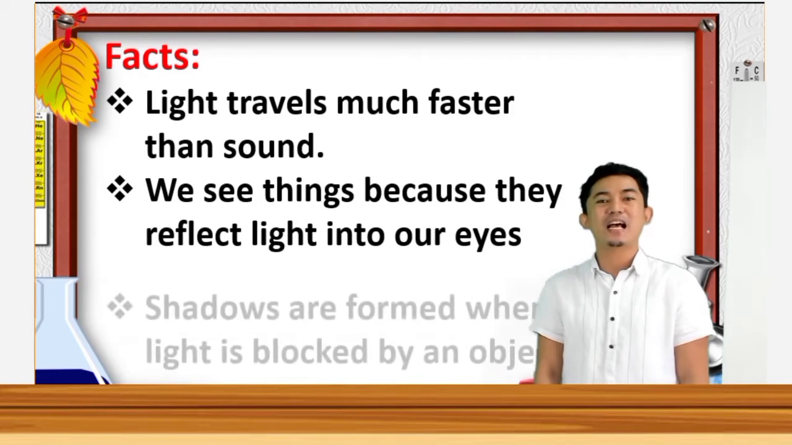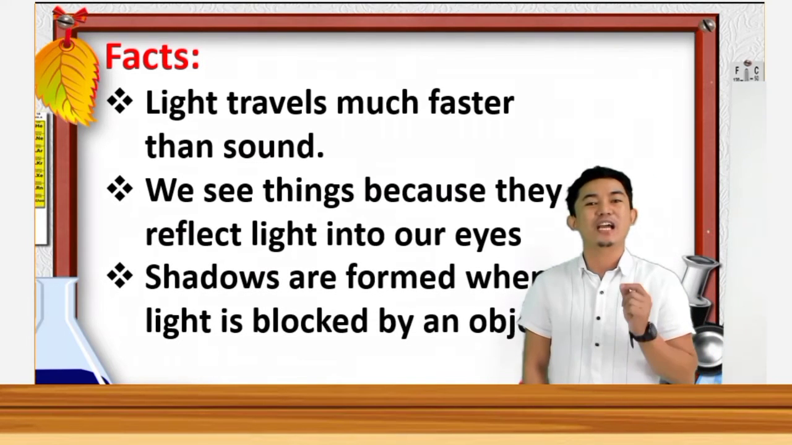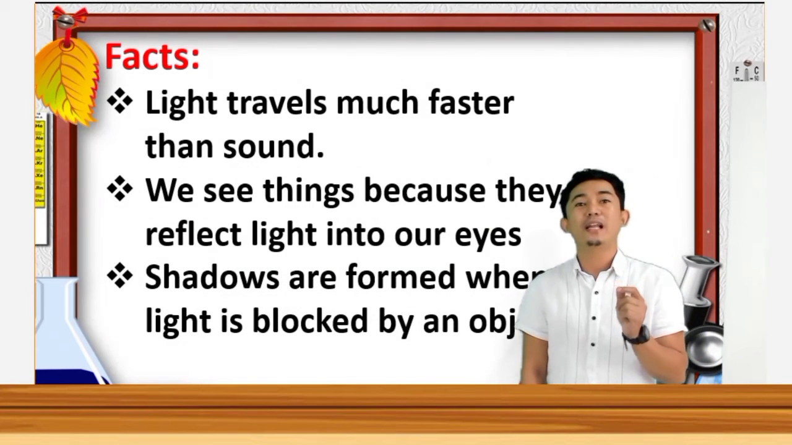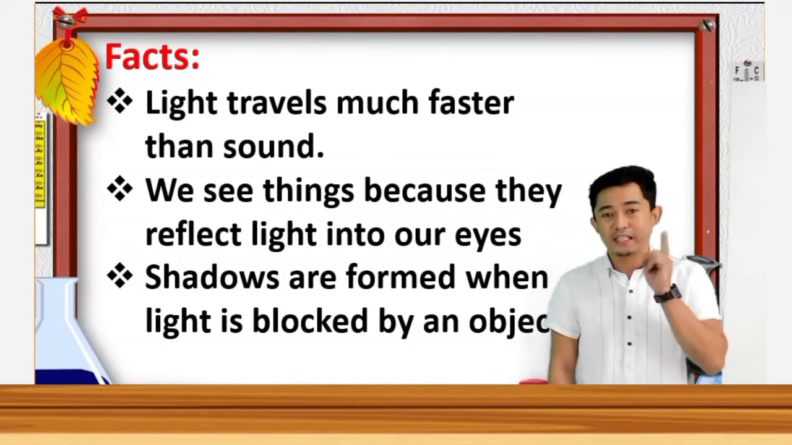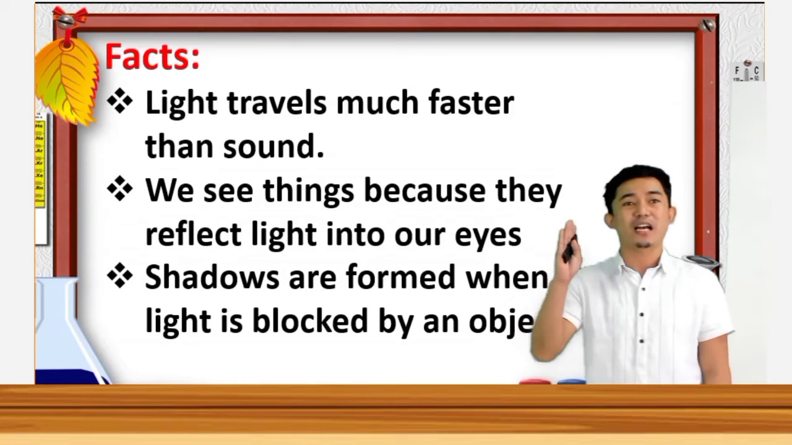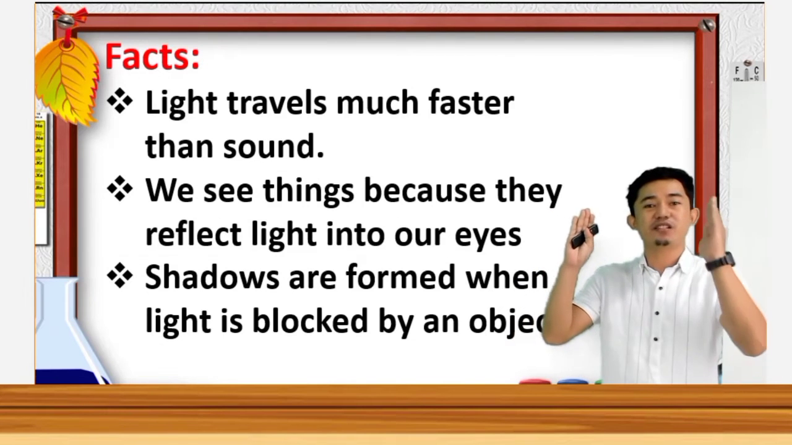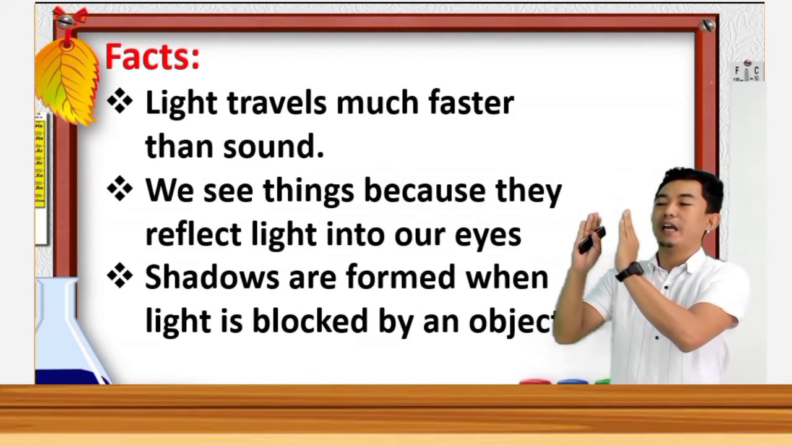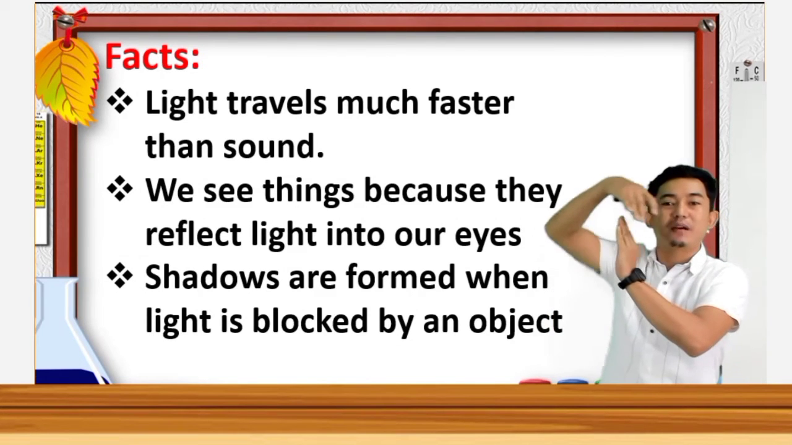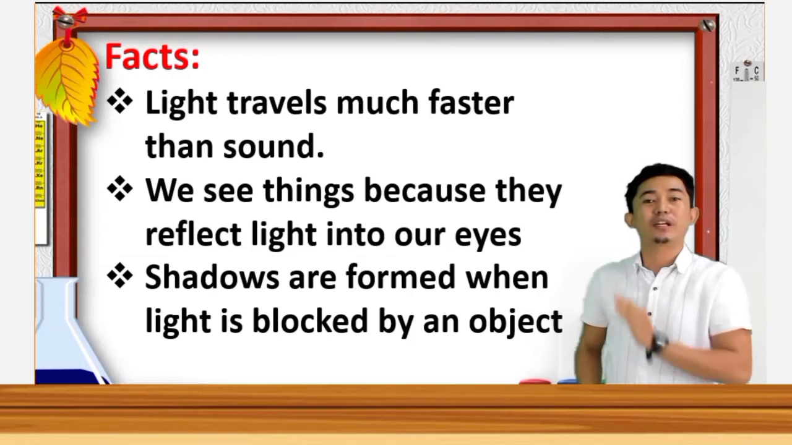And last but not the least, shadows are formed when light is blocked by an object. Do not forget this. An example of this is, if this is the sun, and this is the thing, and this thing blocks the sun, it forms shadows at the back. So do not forget that, class.